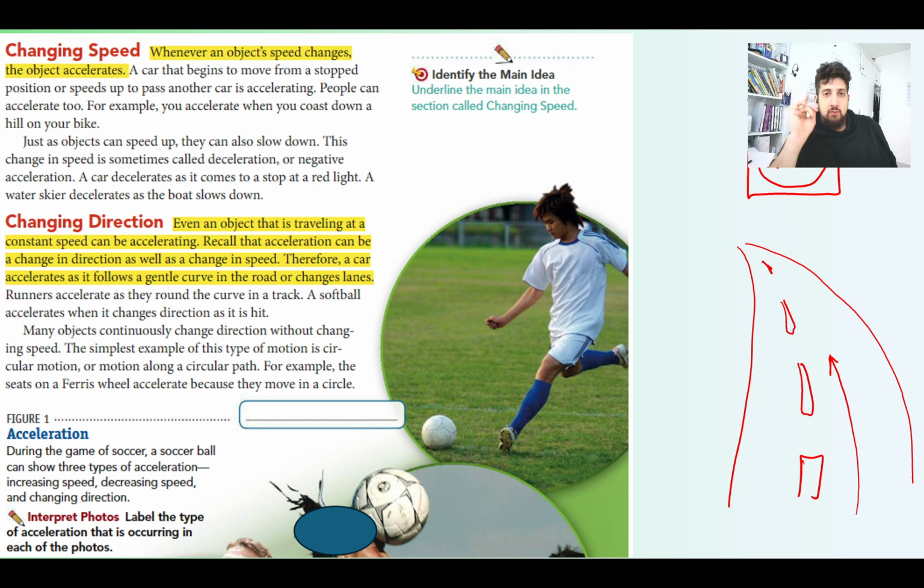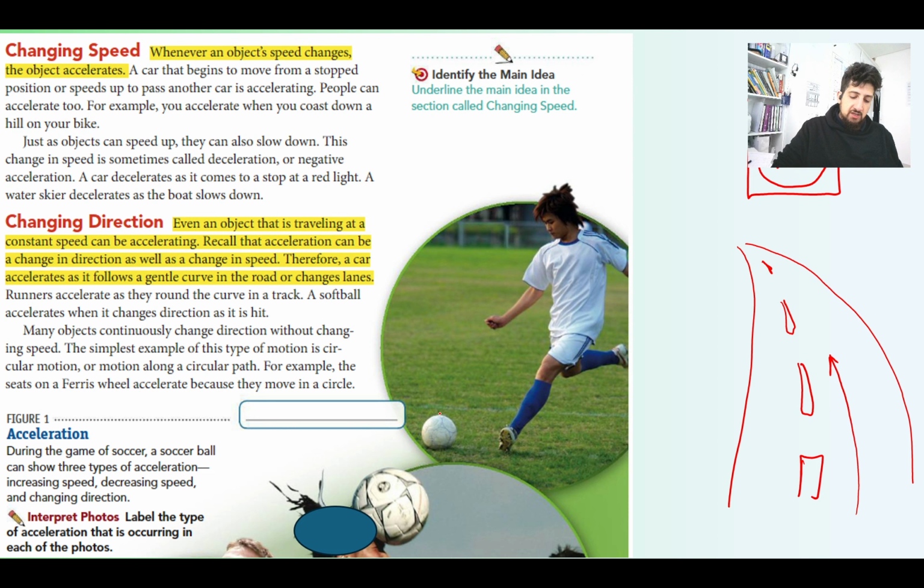So, once again, changing velocity, slowing down, speeding up, or changing direction means accelerating. So let's have a look at this exercise over here. We've got an exercise that they want us to do. Acceleration during a game of soccer. A soccer ball, soccer is just another word for football. A soccer ball can show three types of acceleration: increasing speed, decreasing speed, or changing directions. So interpret the photos, label the type of acceleration that is occurring in each of the photos.